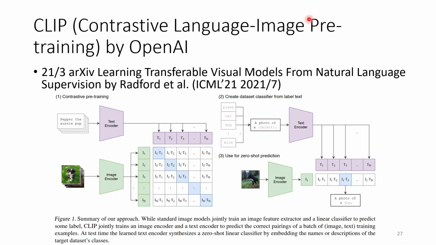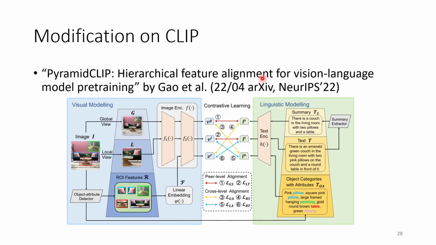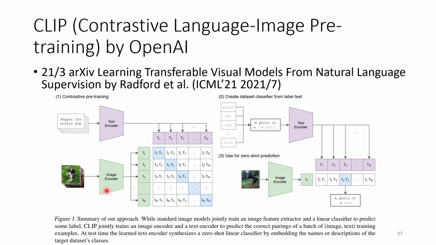So one of the attempts is they try to modify the architecture of CLIP. You can see, if you use CLIP, you just use the image and the sentence directly.